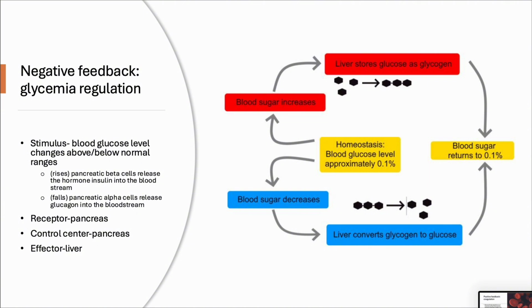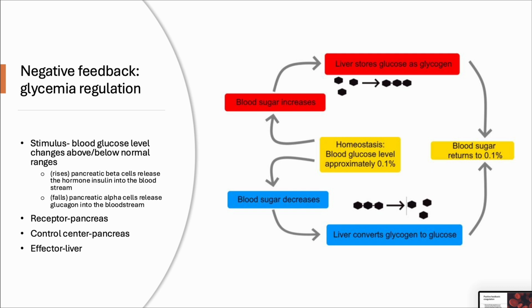If your blood sugar levels change by a certain amount, then different responses are given. If blood sugar rises, then the receptor, in this case being the pancreas, processes the information itself and releases pancreatic beta cells, which release insulin into the bloodstream.